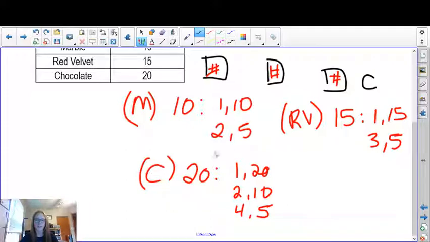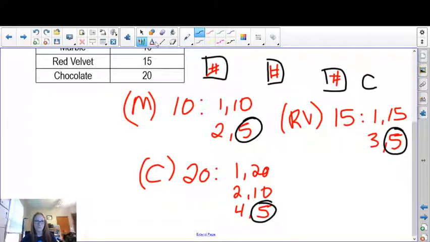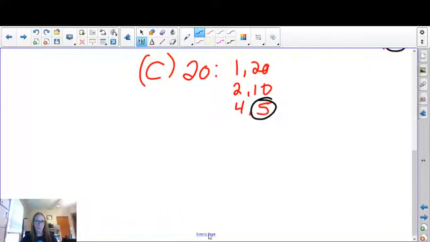What factor does each of the three numbers in front have in common? I've got a 1 and a 10, 2, 5, 1, 15, 3, 5, 1, 20, 2, 10, and 4 and 5. So if you notice, each number has a factor of 5. So because each number has a factor of 5, my rows in common can have at most 5 pieces of cake. Because again, we have to have the same amount of cake on each row.